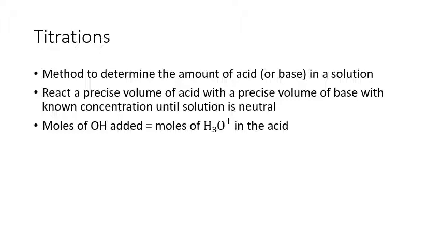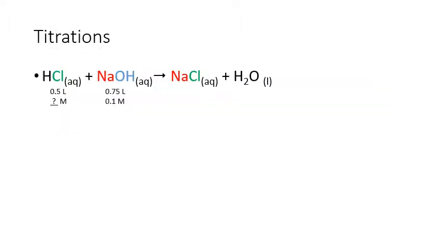And you can do this process either for an acid of an unknown strength by adding base, or for a base of an unknown strength by adding acid. So you can do this either way to figure out how much acid or base is present in your solution. And this is just an example of one of those types of calculations.